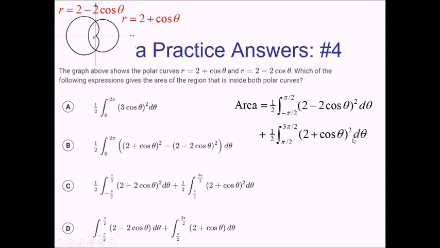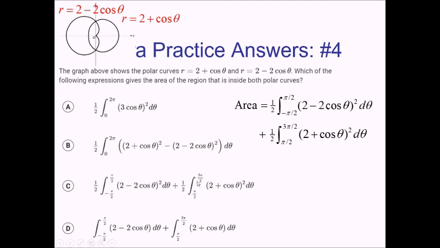And thankfully, I don't actually have to evaluate this. I just have to match it with one of my answer choices. So taking a close look here, doesn't look like it's going to be choice B. We already eliminated A. Choice C, let's see here. I've got 1/2 integral from negative pi over 2 to pi over 2. That looks good. And then we're adding this stuff. So I think this matches answer choice C.